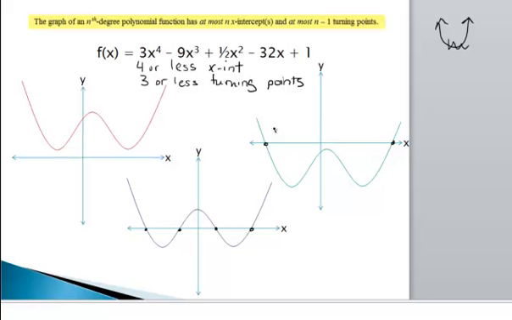Now what if your graph had looked like this? Goes up, just barely touches, comes back down and goes across. You would have 1, 2, 3 x-intercepts in that case. So here you can see you have 0, you have 2, you have 3, and you have 4 x-intercepts, that is.